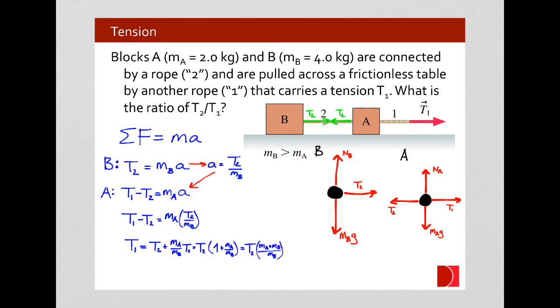The reason why we did that is we want T2 over T1. So that means we're going to divide by T1, and we get a factor of 1. And then we're also going to divide this term over. But if we divide this term over, instead of dividing by a fraction, we'll multiply by the reciprocal.